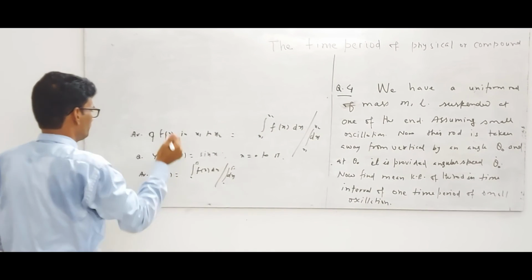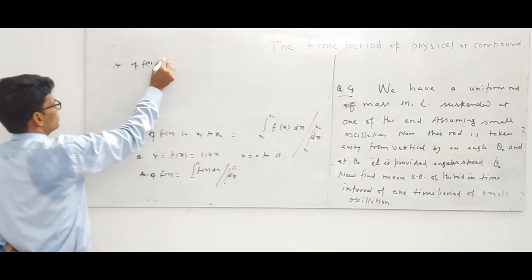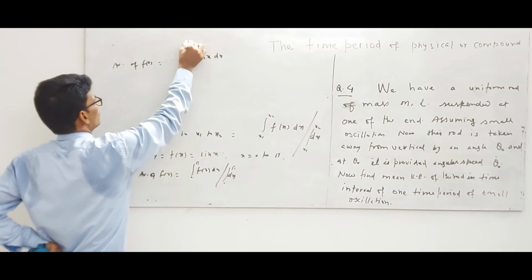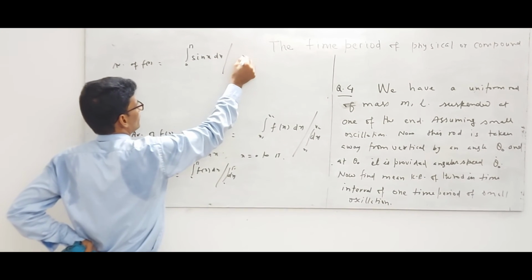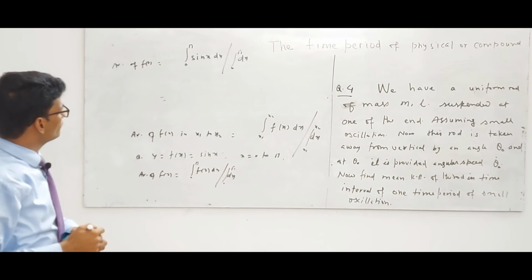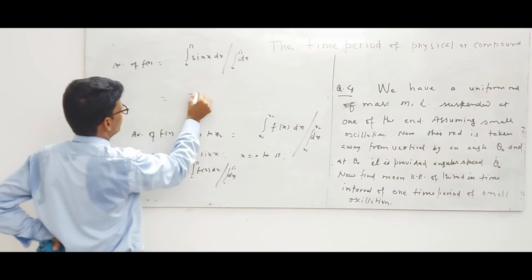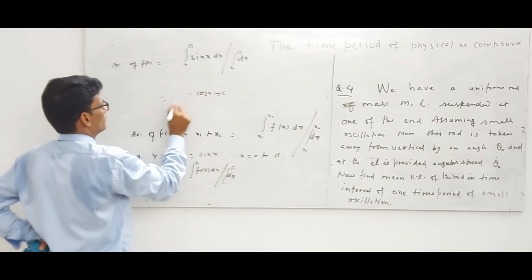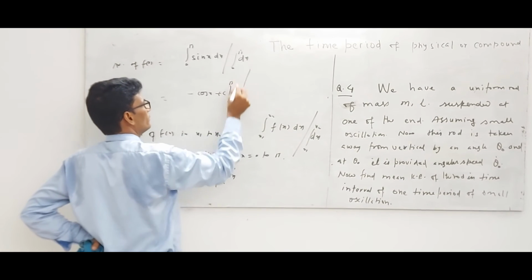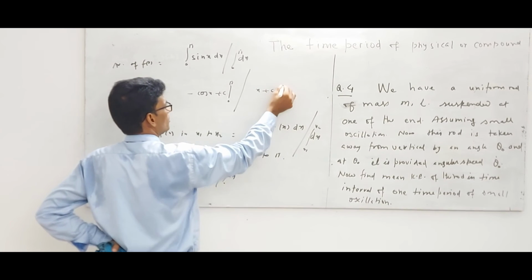Look at here, the average of f of x is equal to the integral of sin x dx from 0 to pi over pi. So which function do we differentiate to get sin x? It is minus cos x plus c, varying from 0 to pi, over pi.